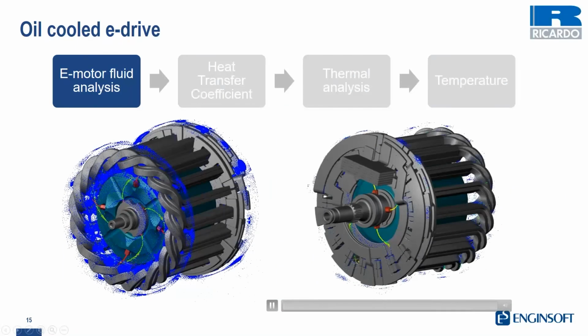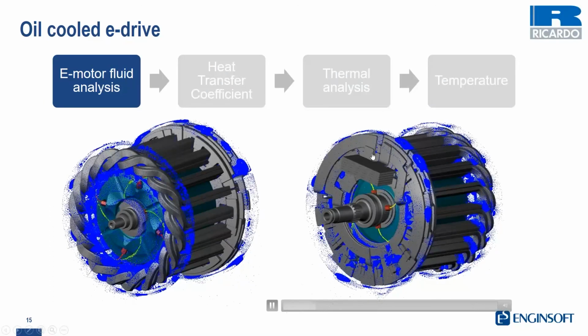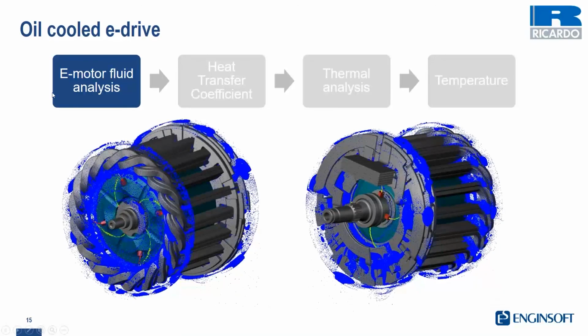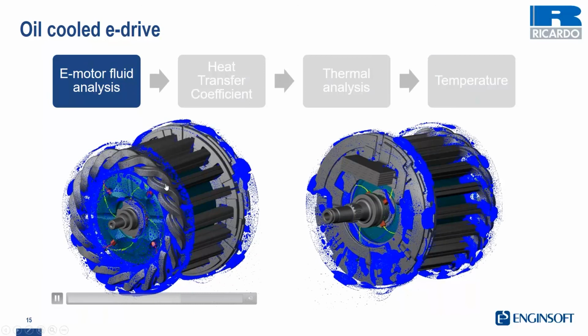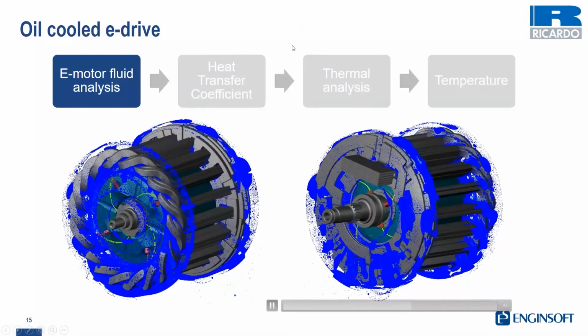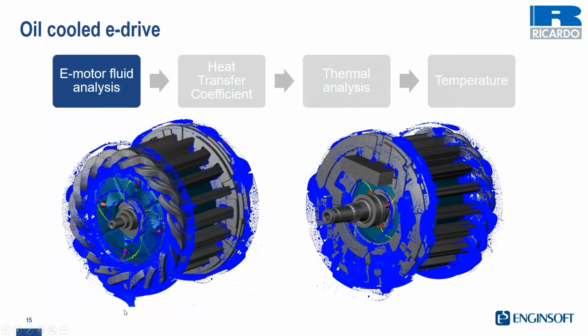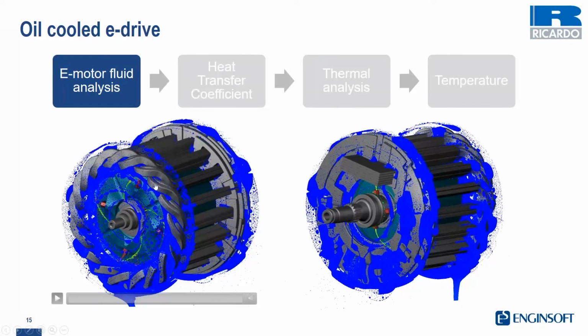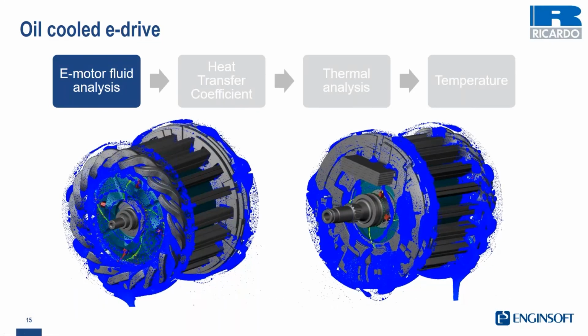This is the oil flow distribution in the system, the impact and accumulation in the windings area, and the flow to the outlets. Here you see the two sides of the same simulation and same e-drive. So this is the third part, the final part of the oil flow simulation.